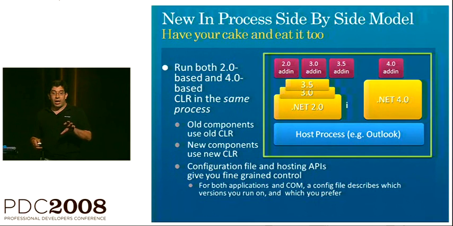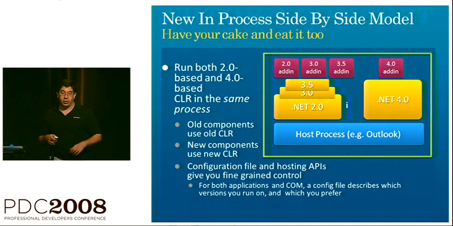And the way it works is we're actually going to run both a 2.0 based and a 4.0 based CLR in the same process, right? So you'll have at the bottom some sort of host process, say Outlook. On top of that, you'll have potentially multiple versions of the CLR running, and then the right version of the add-in running against each of those. Your old component will use the old version of the CLR. Your new component will use the new version of the CLR.